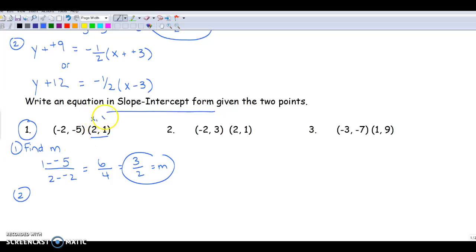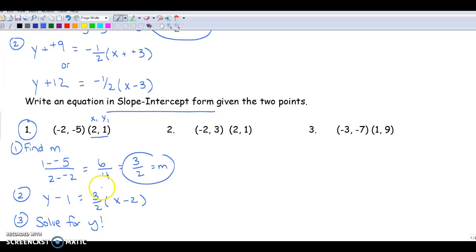That's going to be my x1 and my y1. So I'm going to do y minus y1, y minus 1, equals my slope, 3/2, times x minus x1, x minus 2. That is now in point-slope form. If it was asking for me to have it in point-slope form, I would be done. Unfortunately, it's asking for it in slope-intercept form. So that means I need to do my third and final step, which is to solve for y.